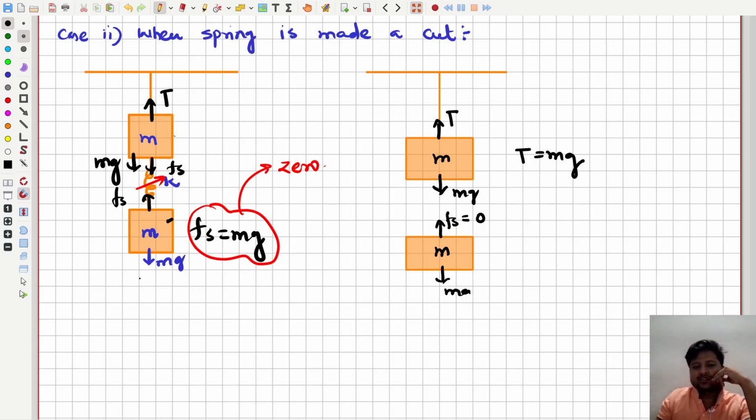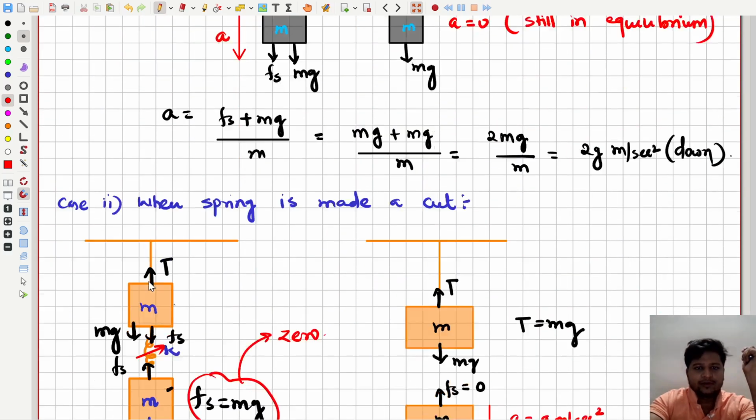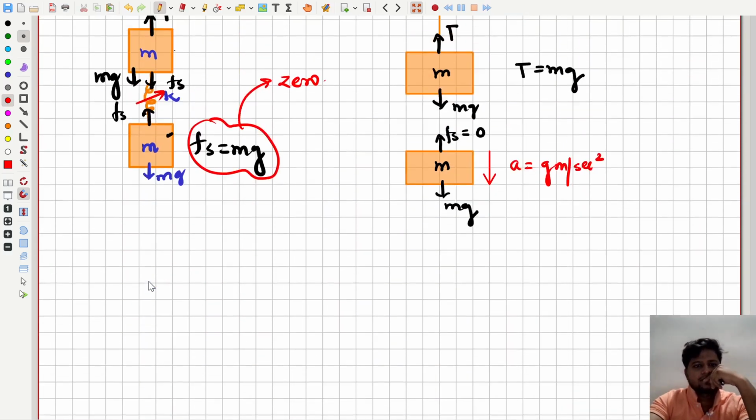This has weight how much? Mg. So it will have an acceleration in the downward direction, because its weight is pulling it down. So it will do a motion under gravity, which we also call free fall. Acceleration will be exactly equal to how much? g meter per second squared. Is that clear or not clear? Everyone, are you able to get me or not? Okay.